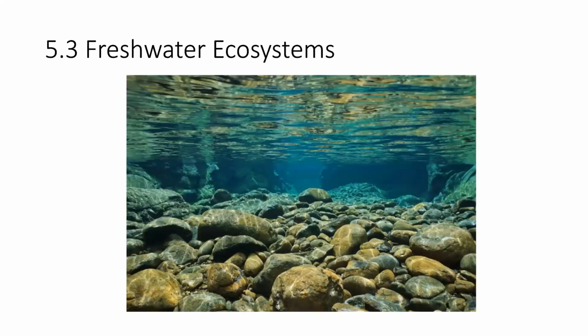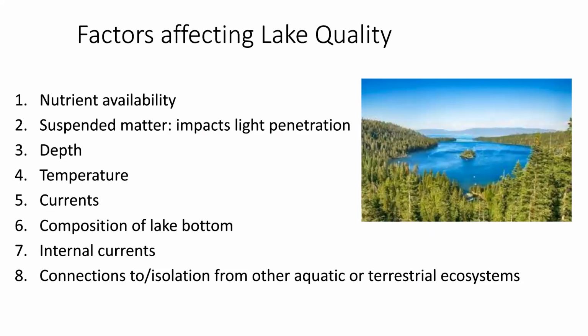And then finally, we're going to look at the biomes of the freshwater ecosystem. So again, lakes and rivers. With the lakes, the quality of that lake is going to be affected by a whole bunch of different things. Obviously, if we just dump pollution into it, that's going to be a problem that's going to negatively impact the lake and the organisms living in it. But in addition to stuff like that, we want to think about the natural availability of nutrients.